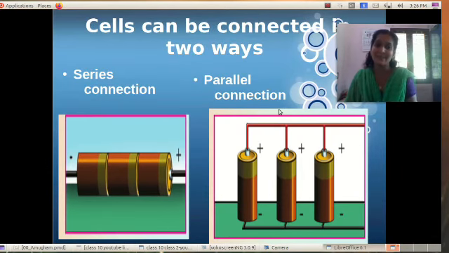Cells can be connected in two ways. One method is series connection and the other method is parallel connection. In series connection, the negative end of a cell is connected to the positive end of the next cell, and once again the negative end to the positive end of the other cell. But in parallel connection, all positive ends are connected to a common point and all negative ends are connected to a common point. This type of connection is called parallel connection. About this you studied in 9th standard IT, isn't it?